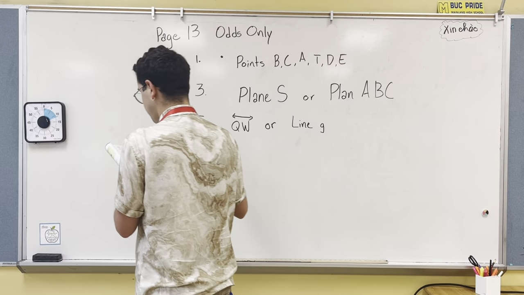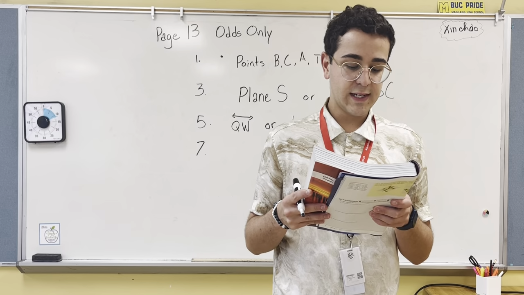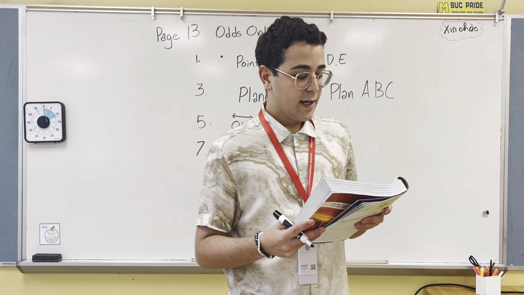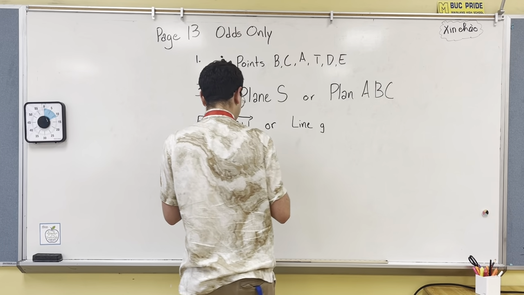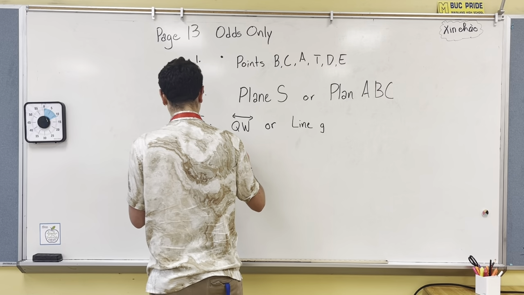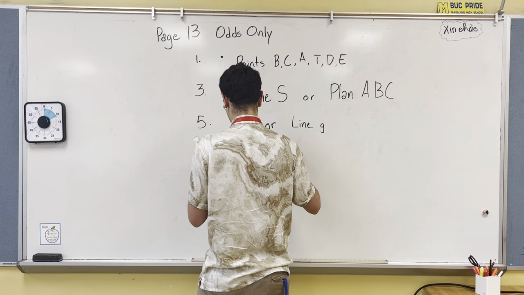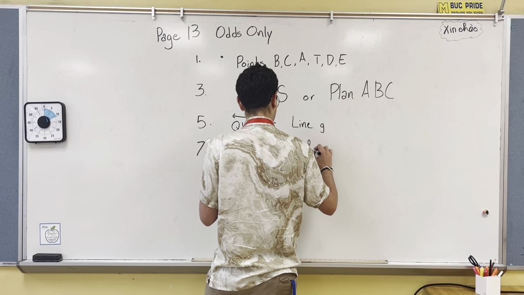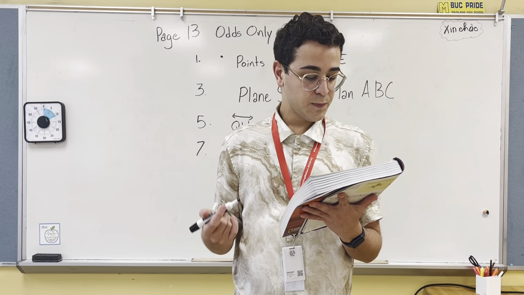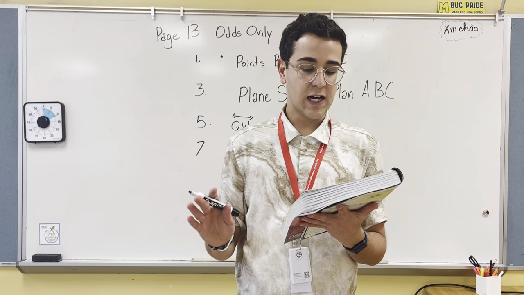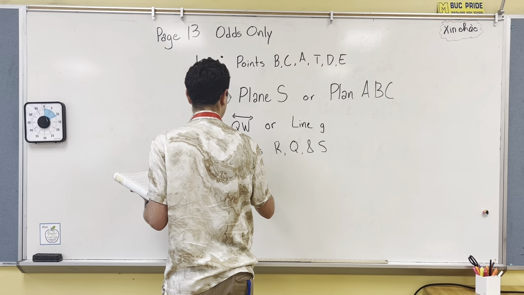Number 7, name 3 points that are collinear. Then name a 4th point that is not collinear with these 3 points. Collinear means they're on the same line. So we can see that line F has points R, Q, and S. Points R, Q, and S are on the same line. Now we're going to name a 4th point that is not collinear, meaning not on the same line. Point T is not collinear.